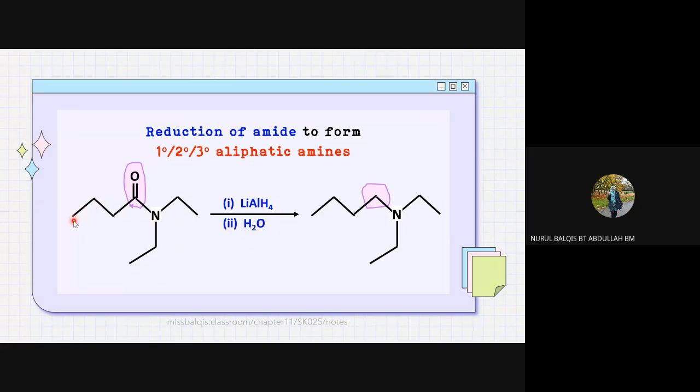Okay, so the number of carbon still the same. 1, 2, 3, 4, 5, 6, 7, 8. Ni pun 1, 2, 3, 4, 5, 6, 7, 8. Okay, so up until now, tiga reactions yang dapatkan amine, number of carbon tetap sama.